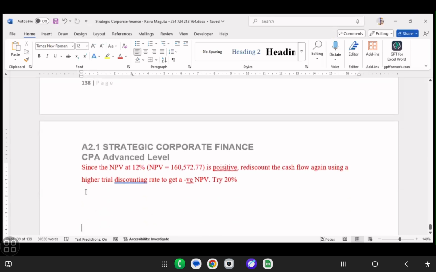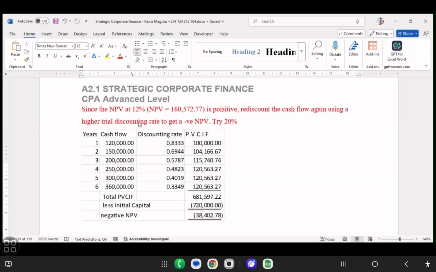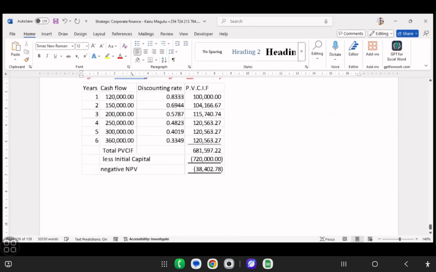If you haven't determined it like this, it's this. There we go. It is negative 38,402.78. Now, can we determine the internal rate of return? The IRR is equal to the lower rate, which is 12%.